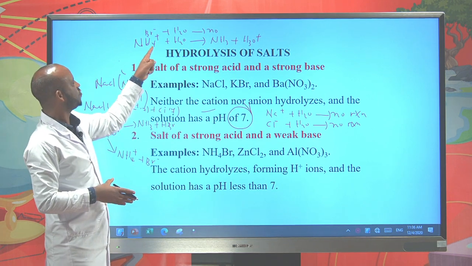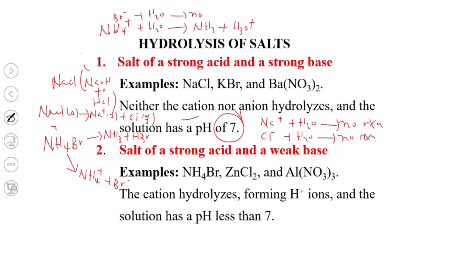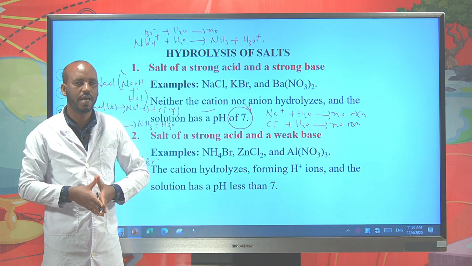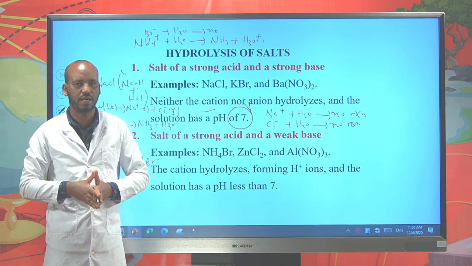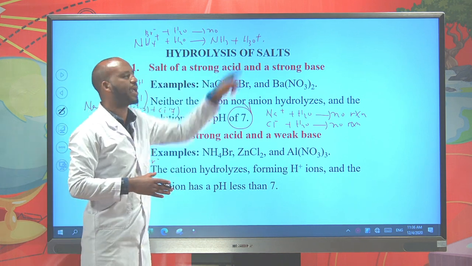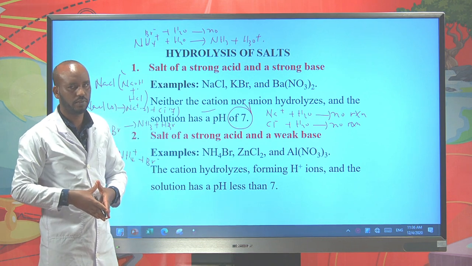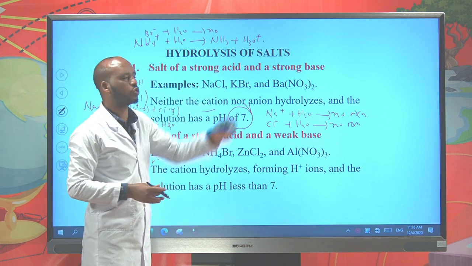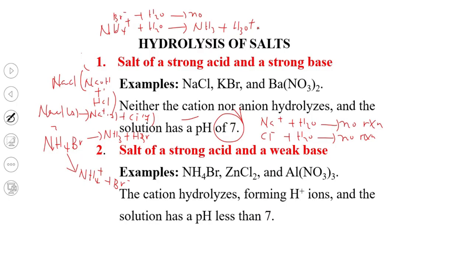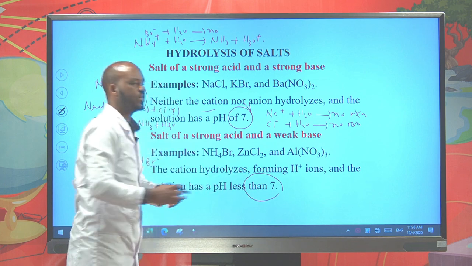Now, NH4 plus reacts with water to produce hydronium ion. The solution becomes acidic, because a solution is said to be acidic if there is excess hydronium ion in the solution. The pH of the solution is less than 7, an acidic solution. pH less than 7. The solution is acidic.